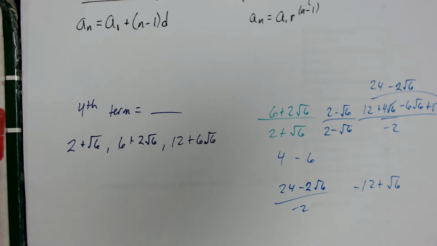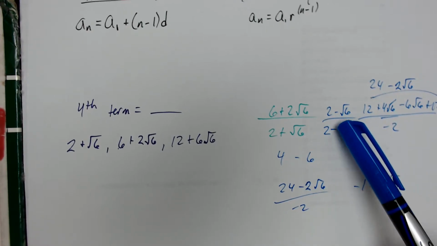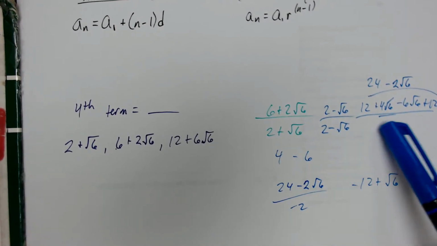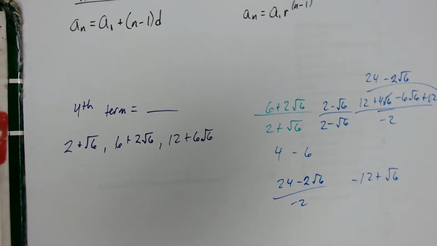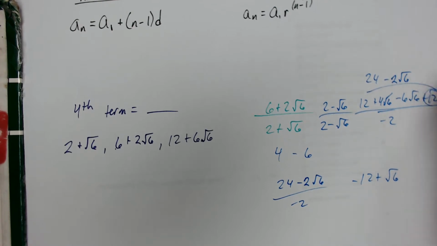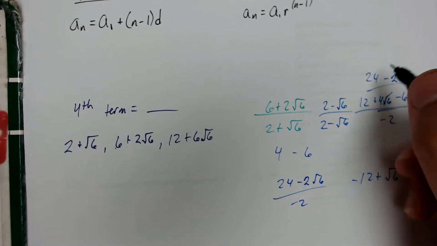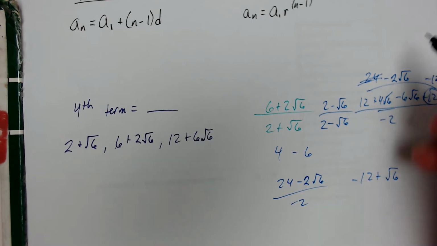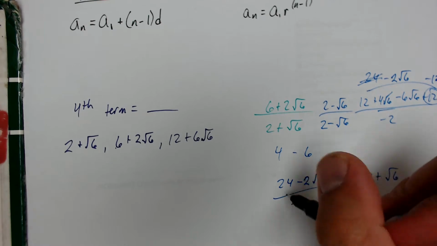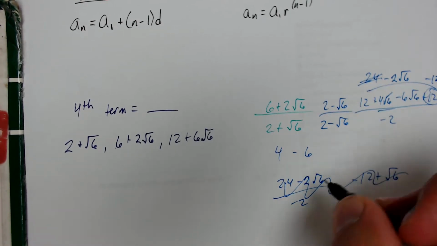I feel like I did something wrong here. Did I multiply this right? Hold on, let's pause and examine. Yeah, I did something wrong. I caught it. This last one shouldn't have been positive 12. It should have been negative 12. I thought I stuttered when I was doing the 24. So positive 12 and negative 12 cancel, and it's just negative 2 root 6 over negative 2. Way simpler than all this stuff I just did. Okay, sorry about that.